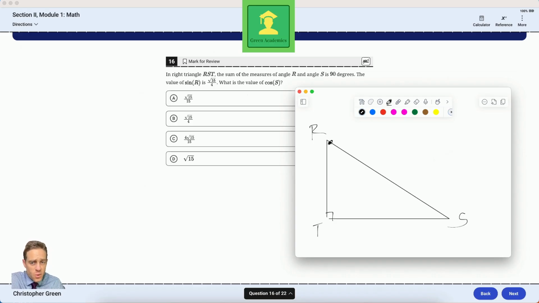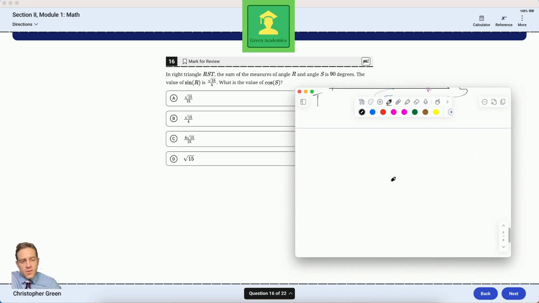So from the viewpoint of r, if sine is radical 15 over 4, remember that sine is opposite over hypotenuse. So from the viewpoint of capital R, from here, you could say that this is radical 15 if this is 4. And then from the viewpoint of S, remember that cosine equals adjacent over hypotenuse. So from the viewpoint of S, adjacent over hypotenuse is radical 15 over 4.